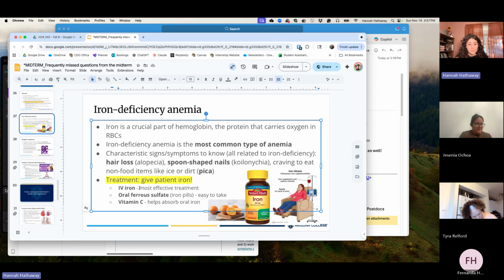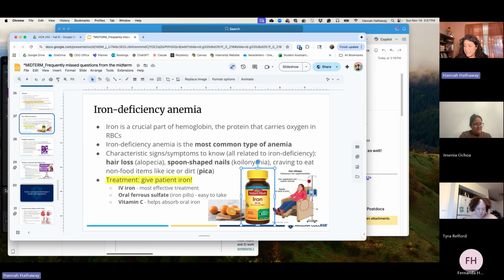So the most effective treatment is actually IV iron. So just putting iron directly into the blood. That requires that you have to go in to get an infusion. So it's inconvenient for the patient. I've also heard it's kind of painful, that the iron itself doesn't feel great going in. So usually that is not the first place that you will start unless the iron deficiency is more acute or more severe. Usually someone might start with just iron pills.